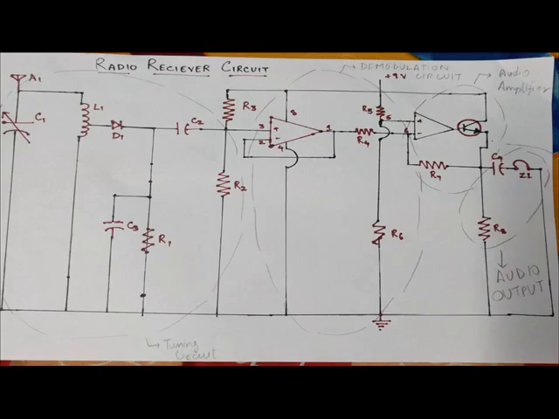Now, I will start explaining the parts of the main circuit. Wait, you can't ignore me like that. Watch me. The circuit comprises of 4 parts: tuning circuit, demodulation circuit, audio amplifier, and audio output.